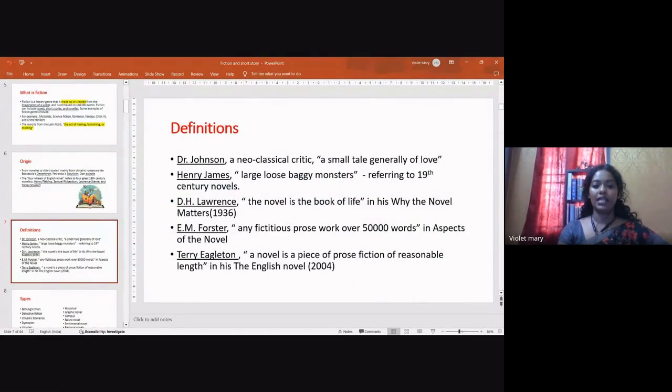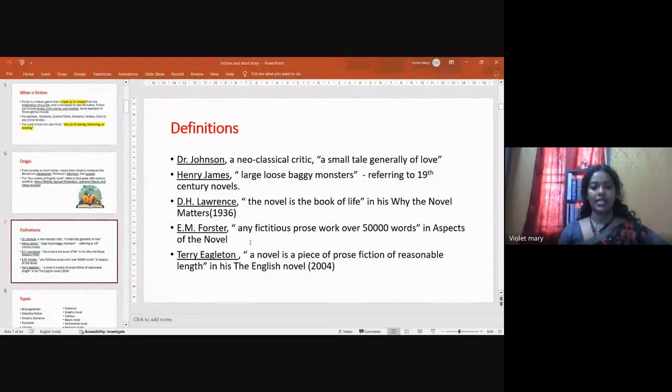These are all the major definitions given for the novel. You should definitely read these things. You can be asked these questions in your NET. Dr. Johnson is a neoclassical critic. What he says about the novel: it's a small tale, generally of love.